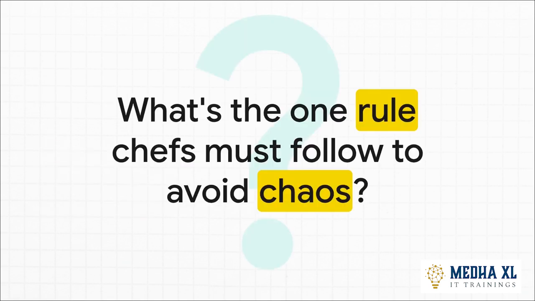So we know that having more chefs makes the kitchen faster. But that leaves us with one final, really interesting question. When you've got all those chefs rushing around using the same knives, the same cutting boards, what's the one critical rule they all have to follow to make sure the whole kitchen doesn't descend into total chaos? Now that's something to think about.